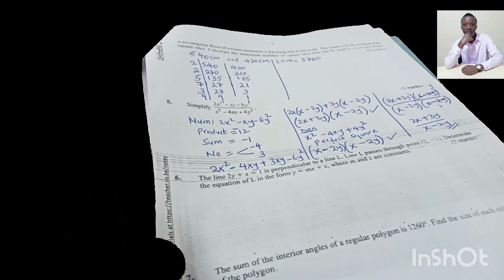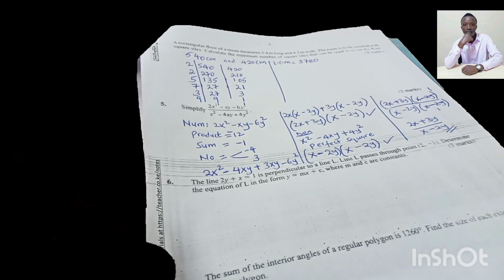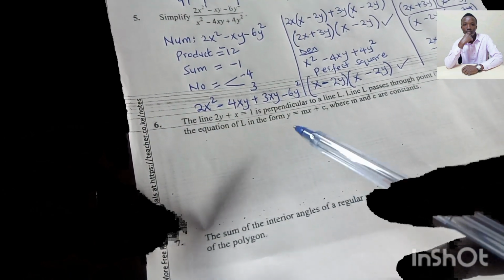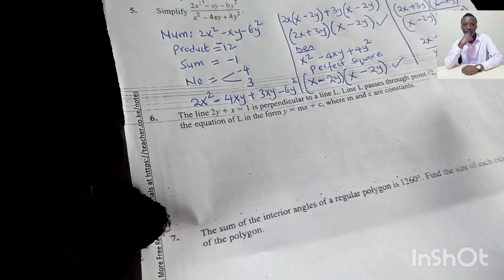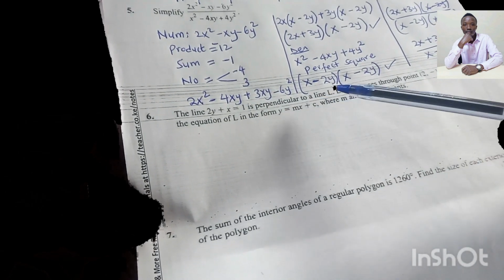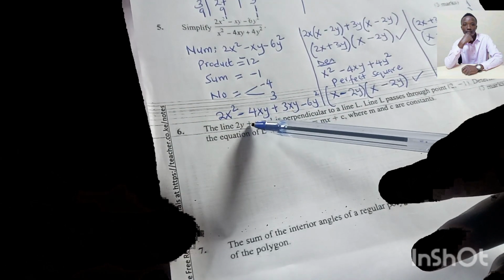Question number 6 reads, the line 2y plus x is equal to 1 is perpendicular to a line L. Line L passes through 2, negative 1. Determine the equation of L in the form y is equal to mx plus c, where m and c are constants. So for us to approach that question, we are going to first write the equation of this first line in the form of y is equal to mx plus c.